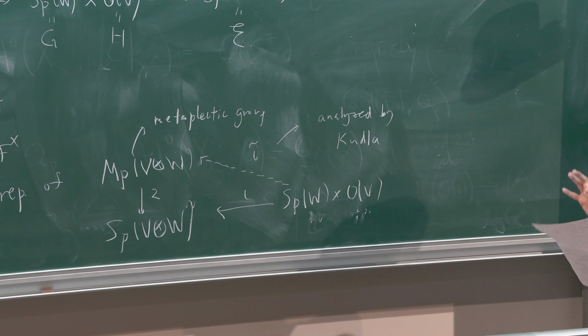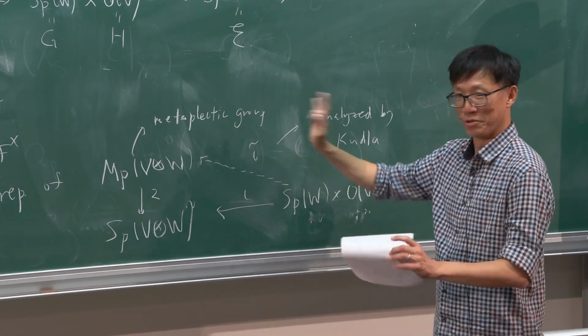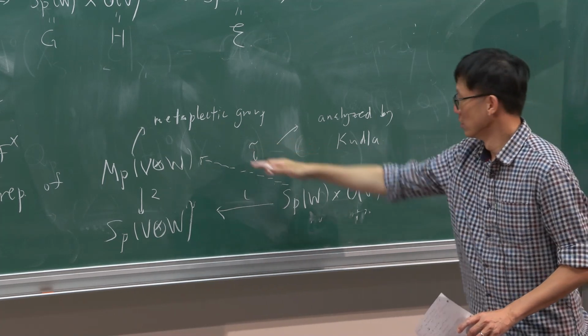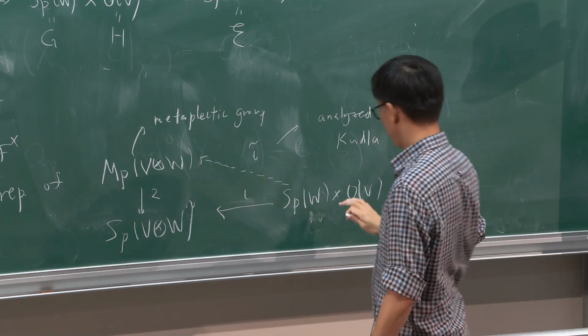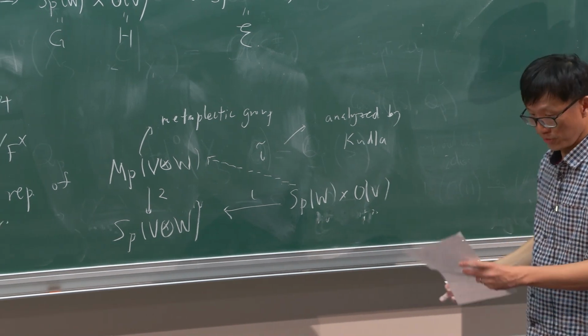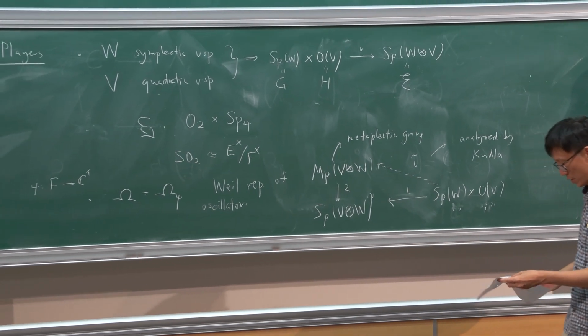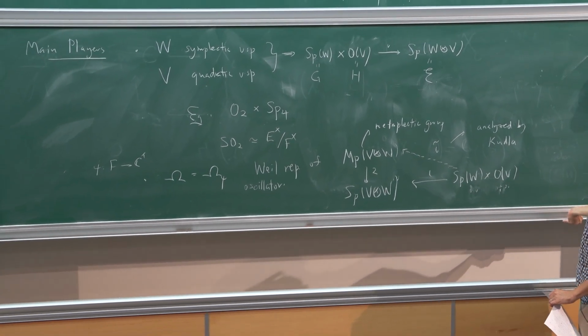Okay, so for this lecture, we'll just pretend we have a splitting and we fix it once and for all. So we can regard this V representation as a representation of these two groups. In particular, I'm assuming the dimension of V is even.